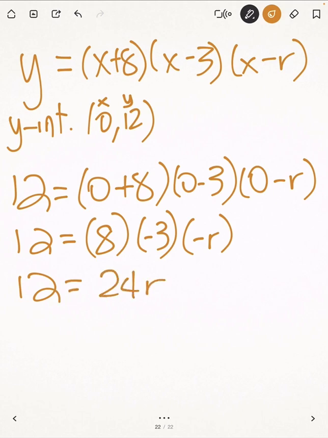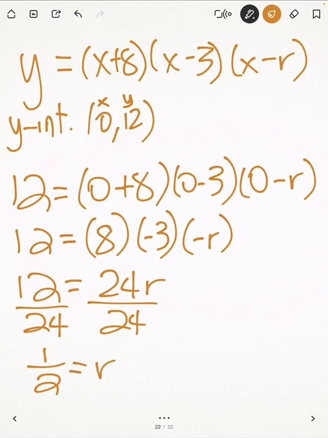All right, from there, we're going to divide by 24. And we're going to get a fraction, but as I said on the test when we had this question, it's going to be a whole number. All right, so once we've solved for r, you don't have to replug it back in because the question just asks you to find what r is. And once you determine what r is, then it's fine.